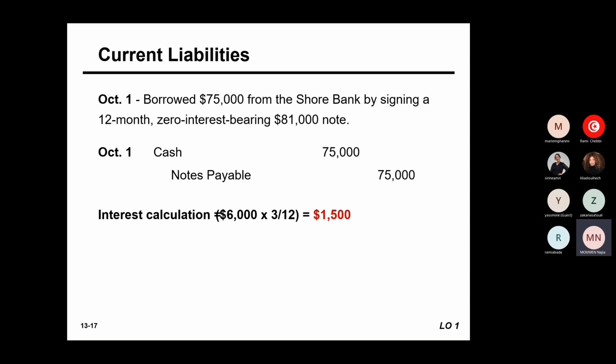So we will debit interest expense and we credit notes payable. Why? Because this is a zero interest bearing note. Okay. So this is how to account for any type of zero interest bearing notes.